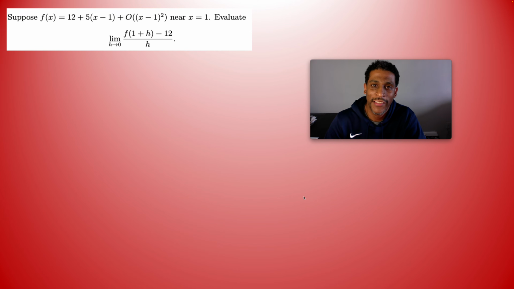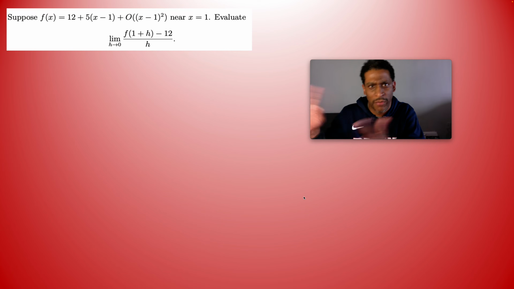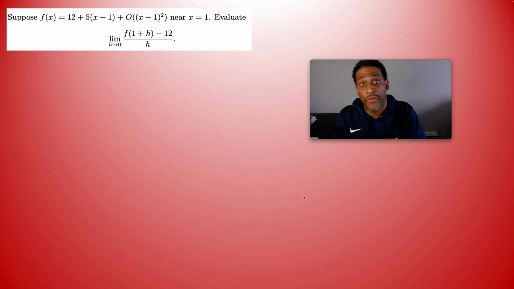Hello. In this question, we're asked about a function that is described using a Taylor series. It's 12 plus 5 times the quantity x minus 1 plus big O of (x minus 1) squared. All the terms after that are of the form (x minus 1) squared or higher.